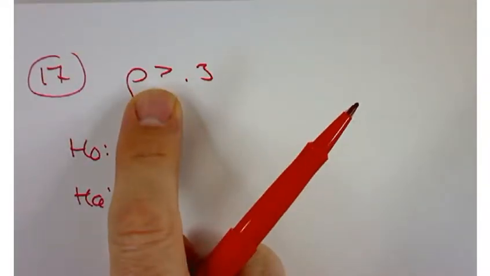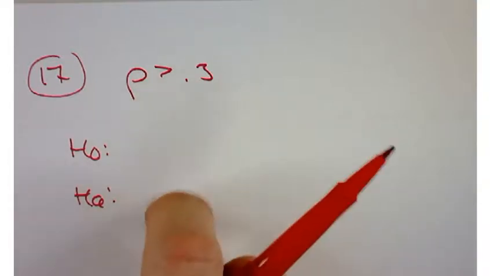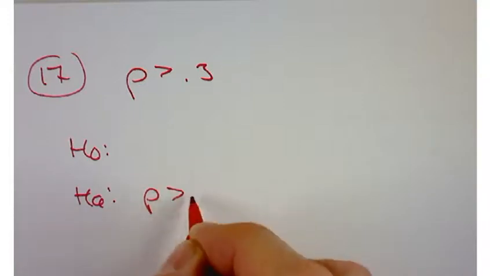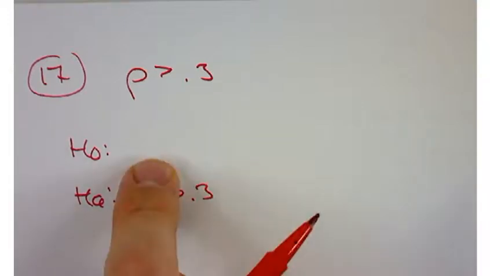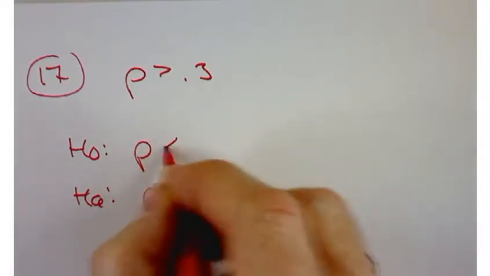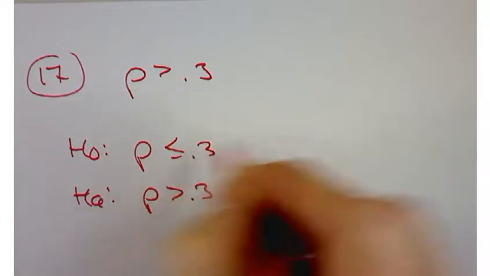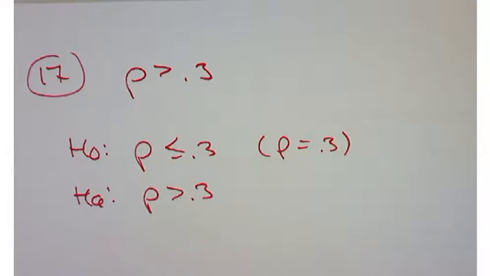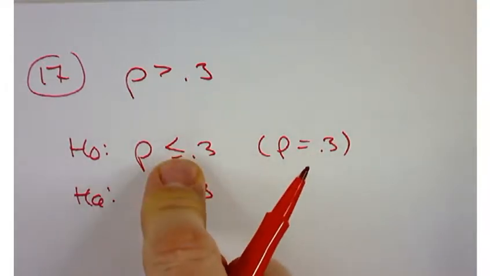A claim like this would be part of which hypothesis, the null or alternative? The alternative, right? Because it doesn't include the possibility of equality. So what's that put in the null hypothesis then? Yeah, P is less than or equal to 0.3. Now, keep in mind that the author would write just simply P equals 0.3. That's fine. Most students find it easier to do this.